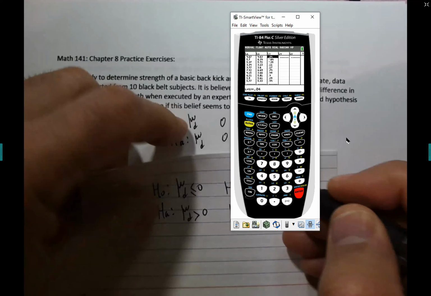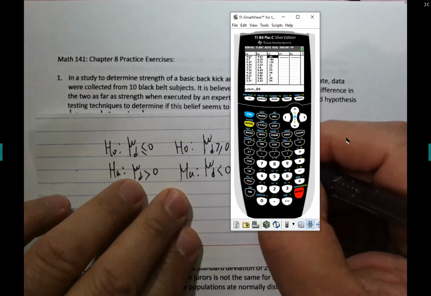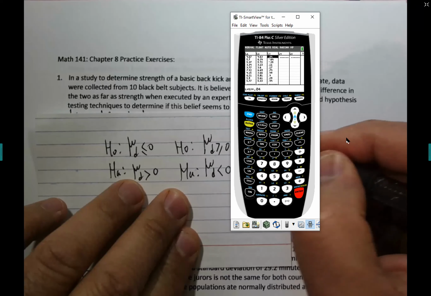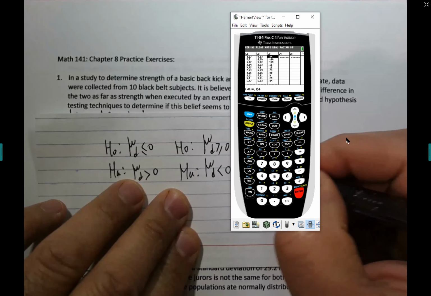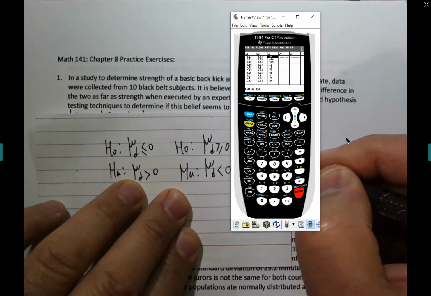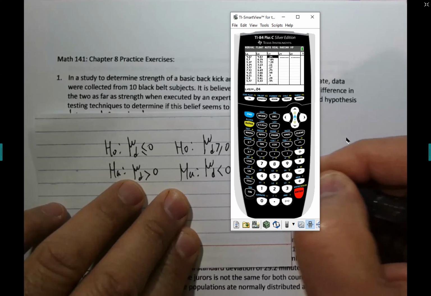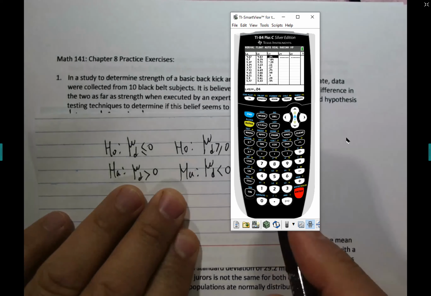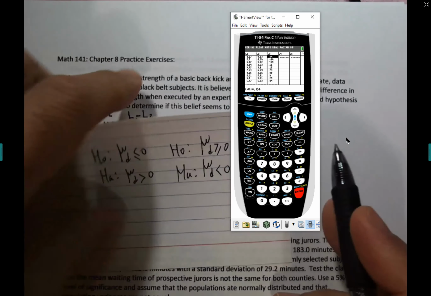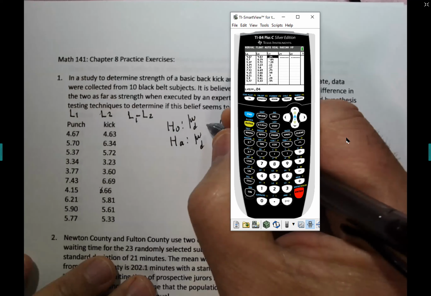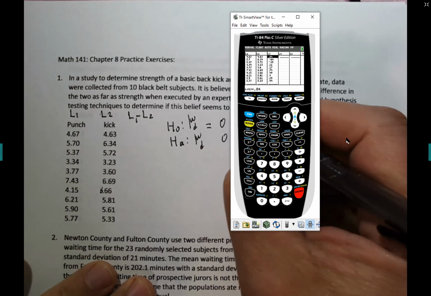And that's the third, and that's our scenario. No difference means equal to 0, guys. Difference, no difference. That is ours, and it's going to be equal to 0. That's the claim.